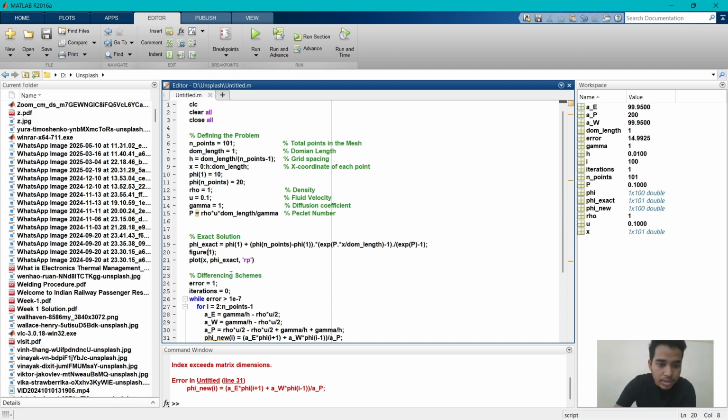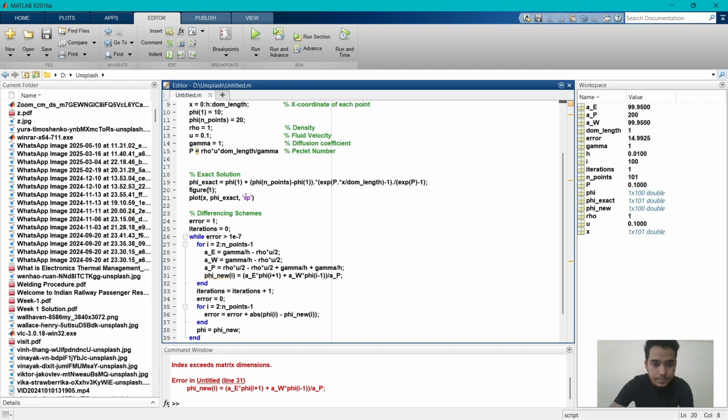And here I am plotting the curve as x versus phi exact. Phi exact is on the y axis, and x is on the x axis. Here rp is for the curve: r is red and p is for pentagonal markers that I am going to plot as a curve. Now I am calculating the differencing scheme.